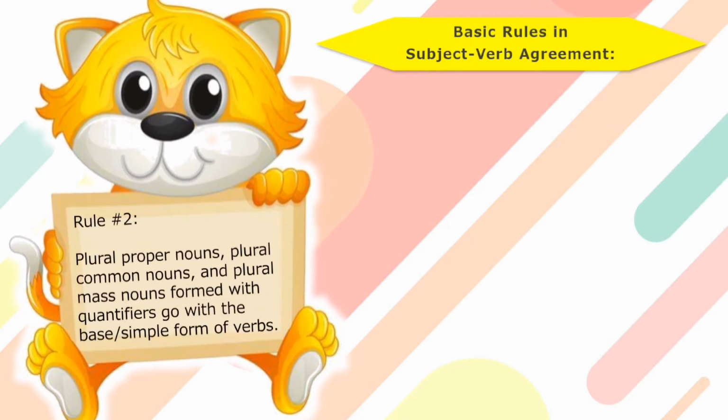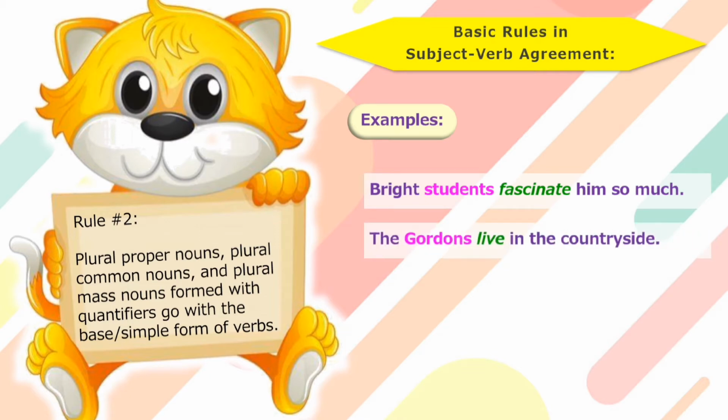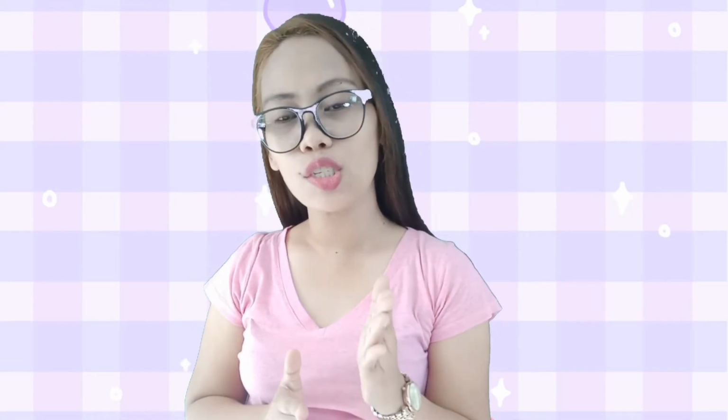Rule number 2. Plural proper nouns, plural common nouns, and plural mass nouns formed with quantifiers go with the base or simple form of verbs. For example, bright students fascinate him so much. The Gordons live in the countryside. 3 liters of canola oil cost around 600 pesos. Well, you should understand this one.